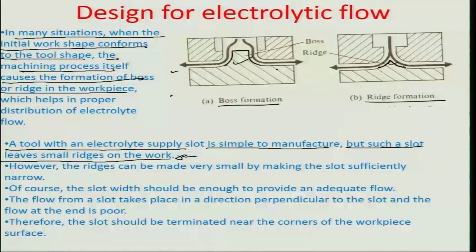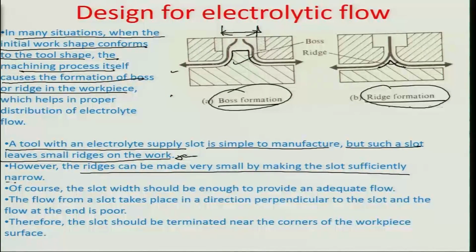So if we wanted to avoid this problem, the best way to do that would be to make this electrolyte slot, which is dispensing the electrolyte, very narrow, so that there is a small stream of fluid which can come, and then this may result in a very small region of separation zone, and so the effective ridge dimension or the boss dimension which may be formed is so small that it is more or less insignificant in comparison to the plane surface of the tool. However, the ridges can be made very small, therefore, by making the slots sufficiently narrow.